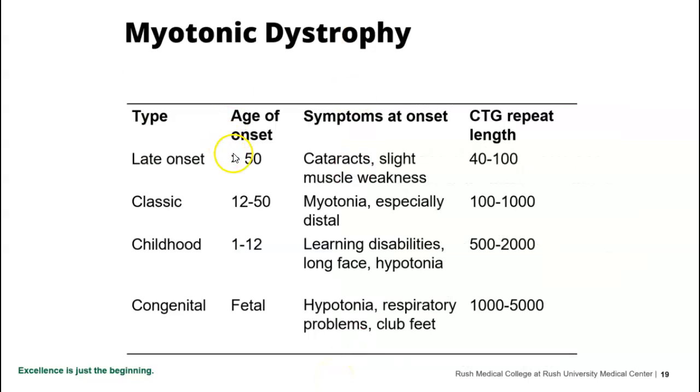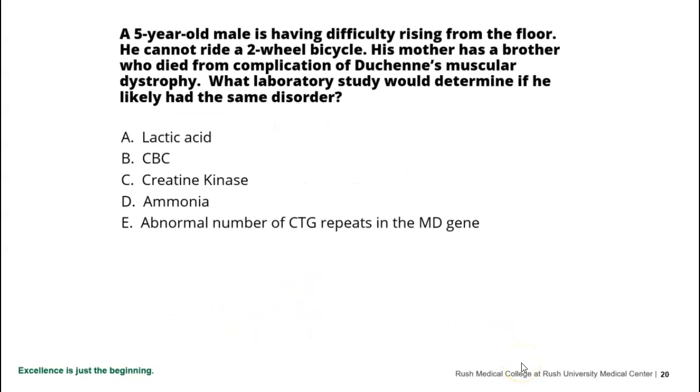So again, late onset, greater than 50 repeats, cataracts, muscle weakness, usually pretty subtle. Between 40 and 100, classic, between 12 and 50 with low muscle tone, especially distal. So remember I talked about proximal for Duchenne's. This is more of a distal muscle weakness. And between 100 and 1,000, childhood, 500 to 2,000: learning disabilities, long face, low muscle tone. And then the fetal, between 1,000 and 5,000.